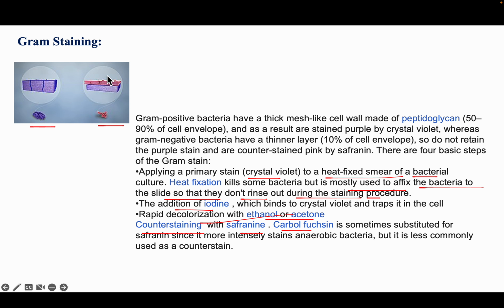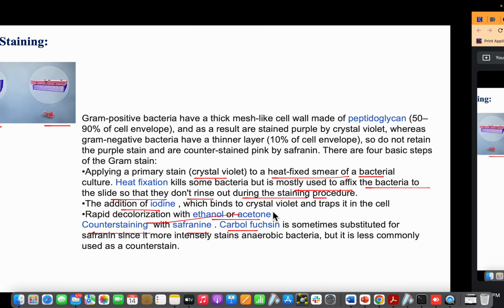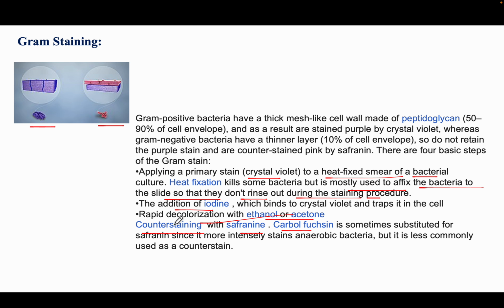So this is gram-positive bacteria, and this is gram-negative bacteria. This is the peptidoglycan layer of gram-positive bacteria. This is the thin layer of peptidoglycan of gram-negative bacteria. So it can retain crystal violet properly because the amount of peptidoglycan is much more in gram-positive bacteria. But gram-negative bacteria have a very thin layer, so they do not retain the purple stain and are counterstained. When we counterstain with safranin, they stain pink. So there are steps: we apply crystal violet, then iodine, then alcohol to decolorize, and then again counterstain with safranin.